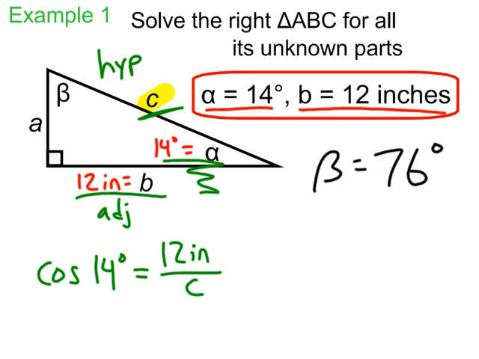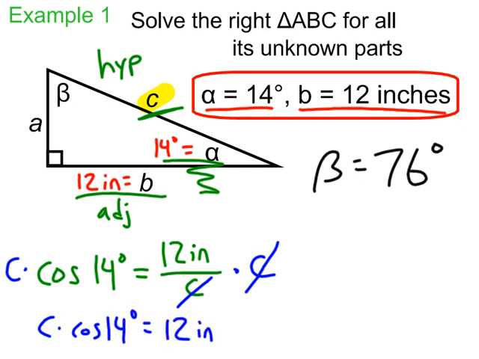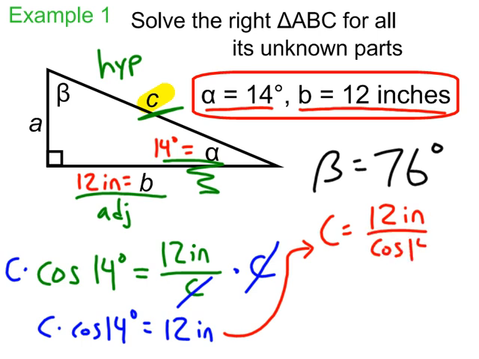Okay, I find that students often get stuck in trying to get c by itself here. There are multiple ways you could get c by itself, but when the unknown is in the denominator, students often get stuck. The way I'm going to choose is to multiply both sides by c, and that effectively moves the unknown over to the left side because it cancels out on the right. I end up with c times cosine of 14 degrees equals 12 inches, right? From there, I would divide both sides by cosine of 14 degrees, and that would give me c equals 12 inches over cosine of 14 degrees.